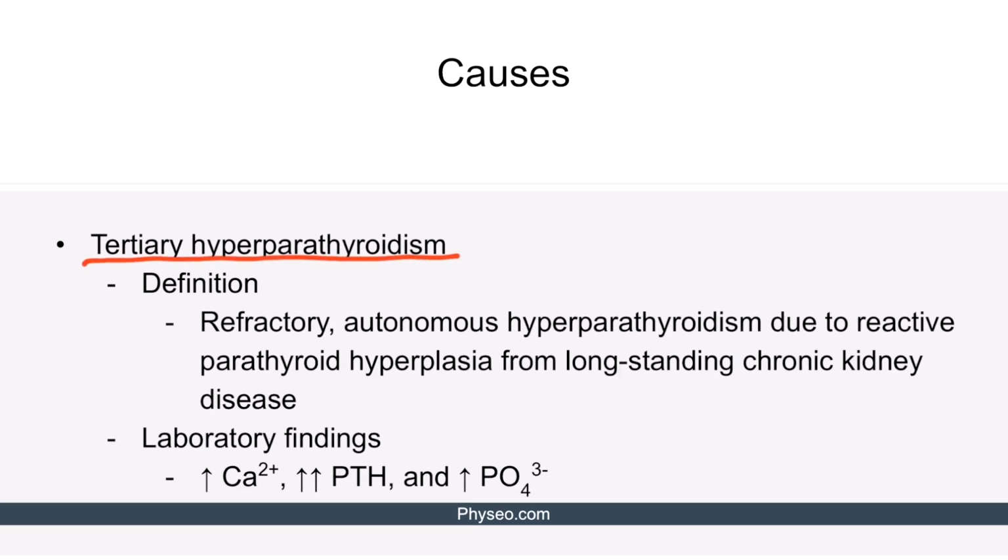Tertiary hyperparathyroidism is refractory. It is autonomous hyperparathyroidism due to reactive parathyroid hyperplasia from long-standing chronic kidney disease. Hypocalcemia and hyperphosphatemia from chronic kidney disease stimulate the parathyroid glands to the point that they become autonomous. Severely elevated parathyroid hormone increases the calcium levels despite the patient having chronic kidney disease. However, serum phosphate levels stay high. Therefore, tertiary hyperparathyroidism is characterized by hypercalcemia, elevated parathyroid hormone levels, and hyperphosphatemia.